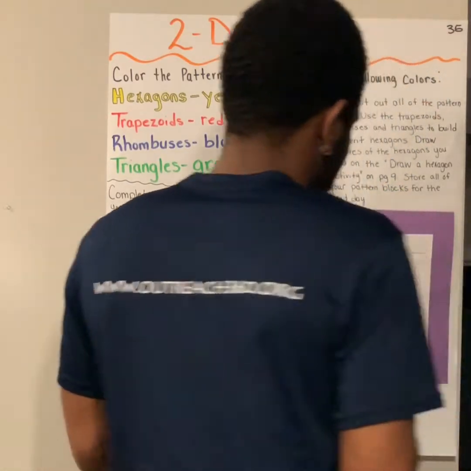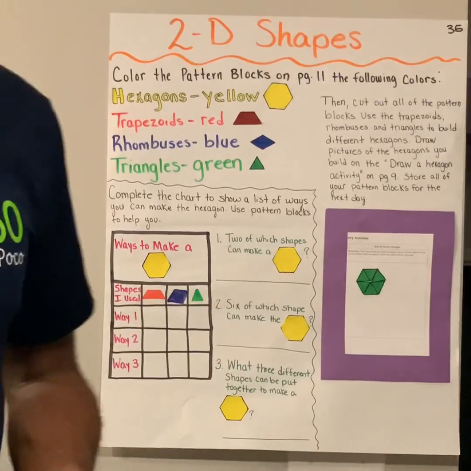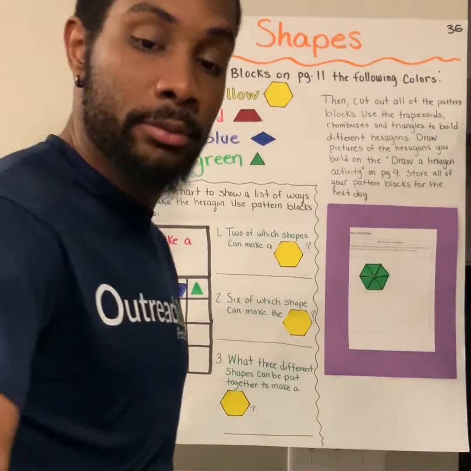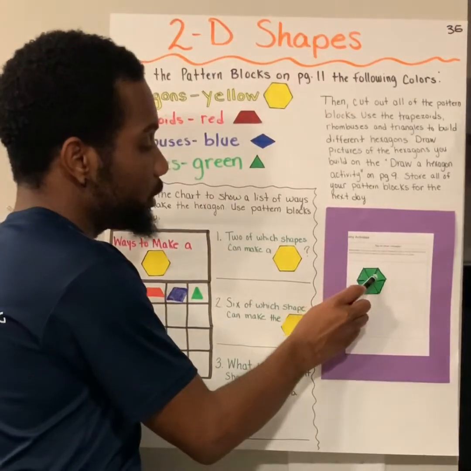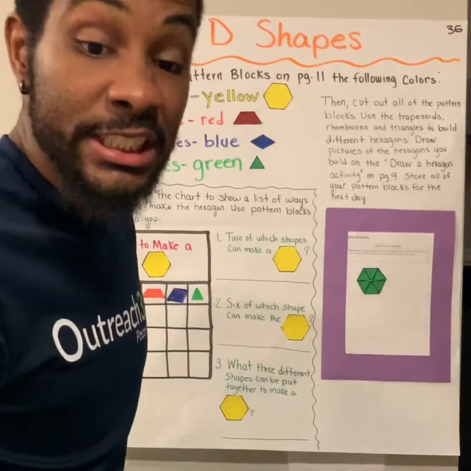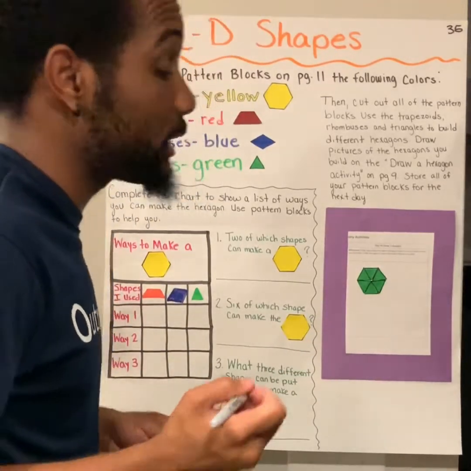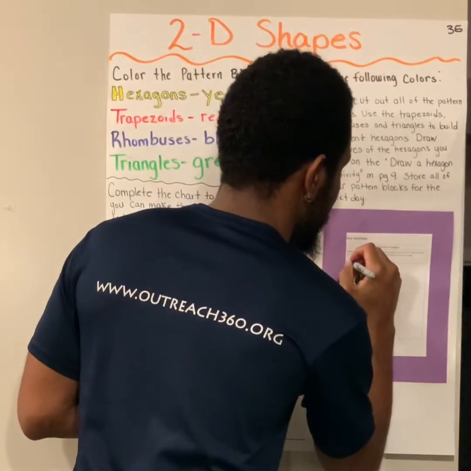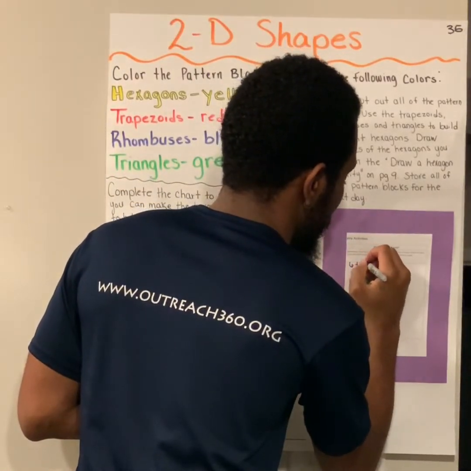All right. So notice, I used, let's count. 1, 2, 3, 4, 5, 6. 6 triangles. I'm gonna write that at the top so I won't forget, okay? 6 triangles.